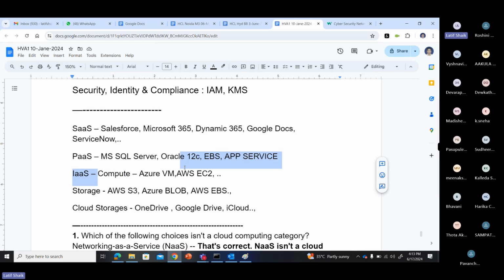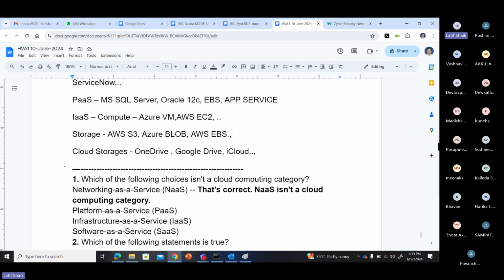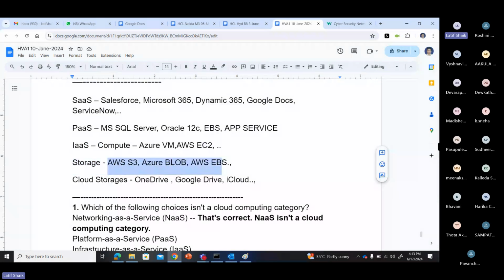IaaS: compute services mainly come under infrastructure as a service, and storage, you know already. There is one addition, that is cloud storage. This is S3 bucket, bulk, guys, from a specific cloud service provider giving a storage related service. But OneDrive, Google Drive, iCloud are personal storage services. You can store data in the cloud for your personal purpose using these services.